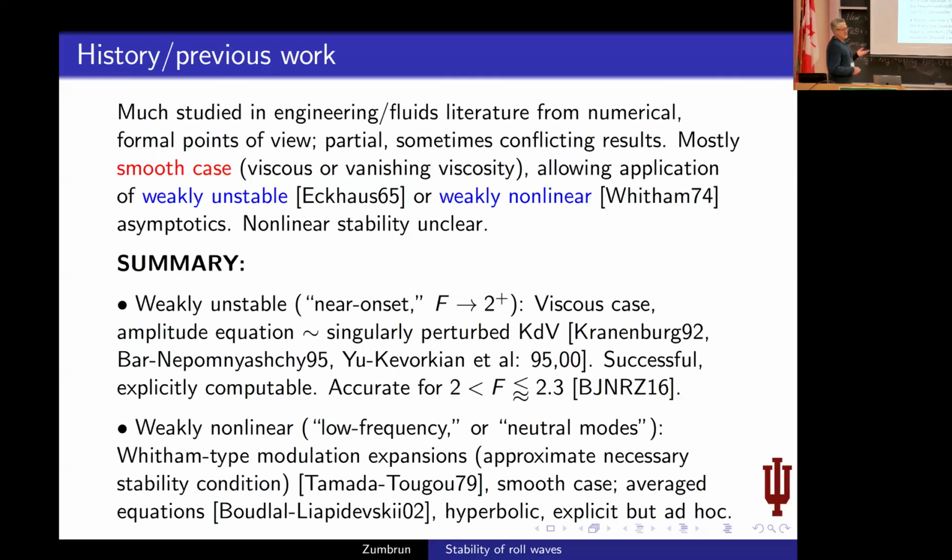And it turns out it's a perturbed KdV equation that governs that. Maybe not so surprising, since that's also a shallow water model. And that's successful. It's accurate for Froude number between 2 and about 2.3. That's something we really checked. So again, it's far from hydraulic engineering problems.